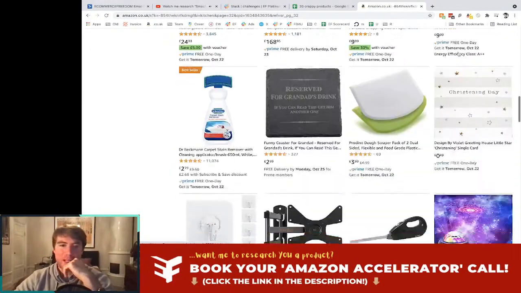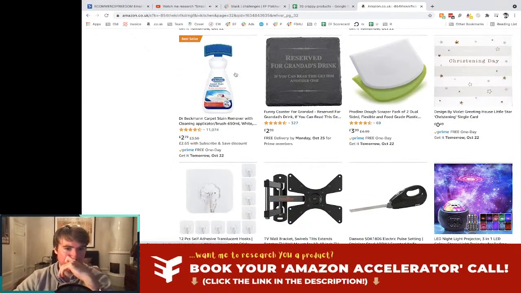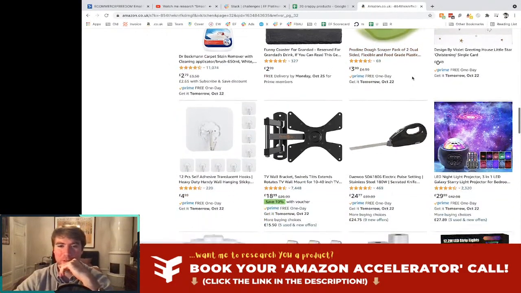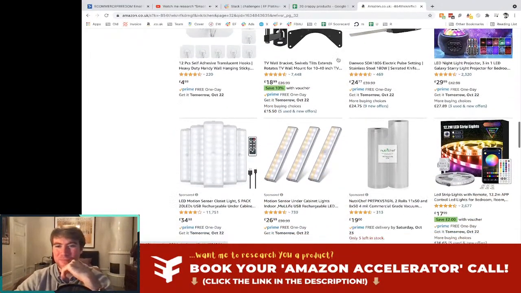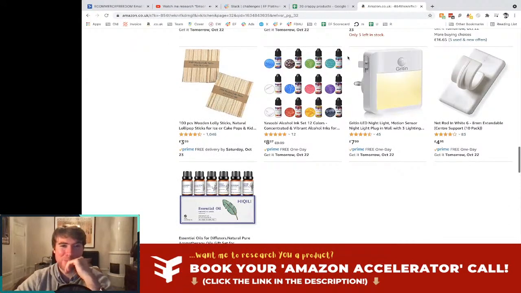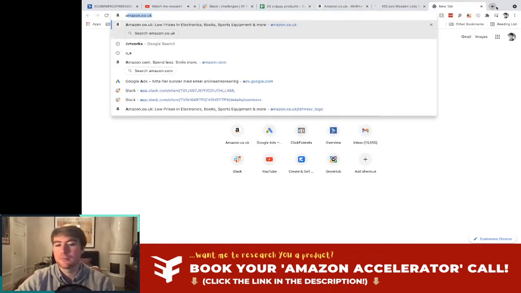Too big. Electronic. Don't know what this is, but it has liquid in it, and that can be a nightmare. Dough scraper. Don't know about that. Wooden lolly sticks. It's interesting.